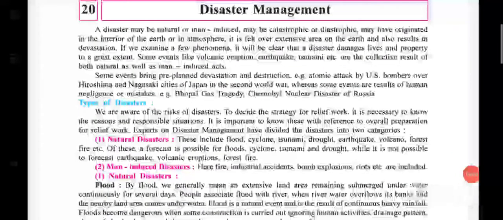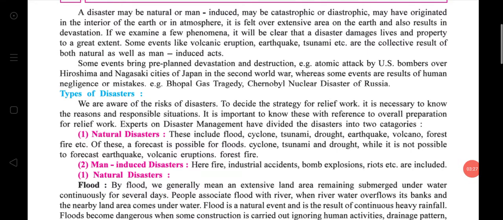If we examine a few phenomena, it will be clear that disasters damage lives and property to a great extent. Some events like volcanic eruptions, earthquakes, tsunamis, etc. are the collective result of both natural as well as man-induced acts. Many times we examine some situations, I mean to say a few phenomena, and we can see that many disasters damage the lives of people and also their property, and to a great extent, not a little damage, but a huge volume.